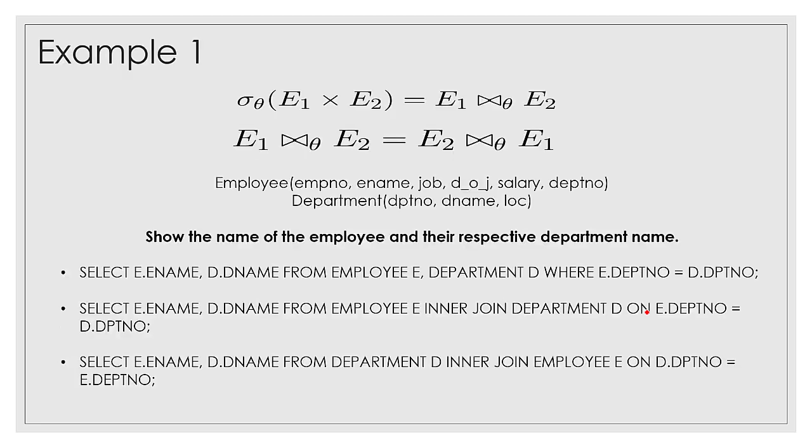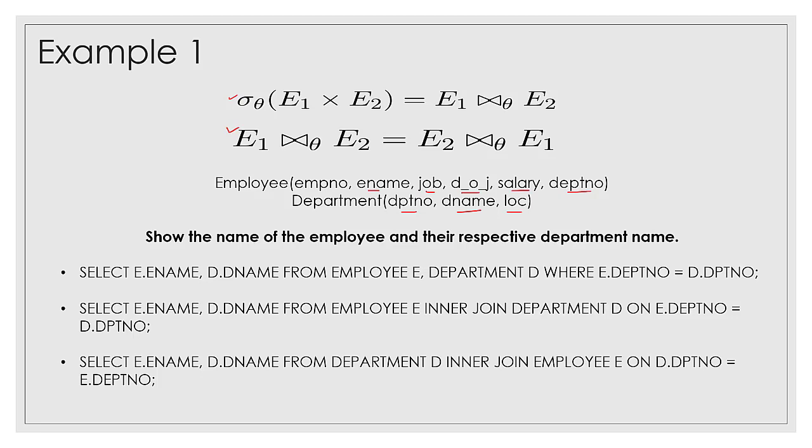So let us take an example. Here we are considering 2 relations, employee and department. Employee has the employee number, employee name represented by ename, job, his job profile, date of joining, salary, and department where he is working. Now department has department number, department name, and its location. Now my query is: show the name of the employee and their respective department name.